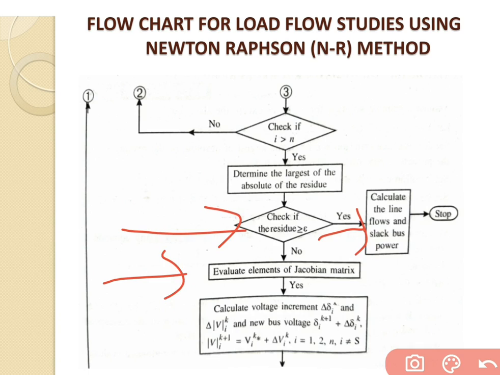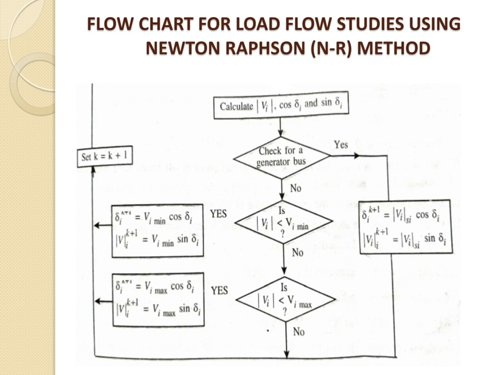Then after, calculate the voltage increments, that is delta Ik and delta Vik. So delta Vik and the new bus voltages are written as delta Ik plus 1 equals delta Ik plus delta Vik, that is also written as Vik plus 1 equals Vk plus delta Vik, for i equal to 1 to n, where i is not equal to s.